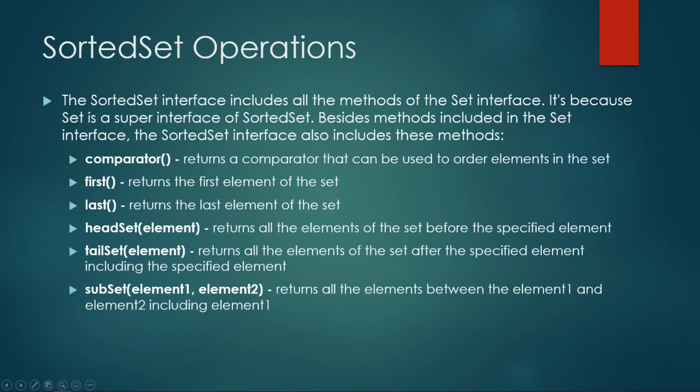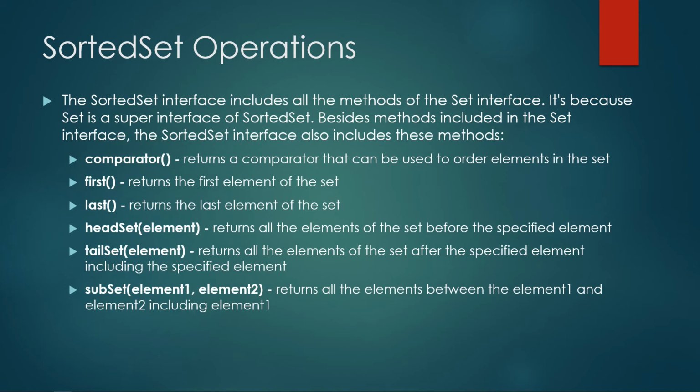So moving on, SortedSet operations. The SortedSet interface includes all the methods of the Set interface. It's because Set is a super interface of SortedSet. Besides the methods included in the Set interface, the SortedSet interface also includes these methods. So first method is comparator. This returns a comparator that can be used to order the elements in the set.